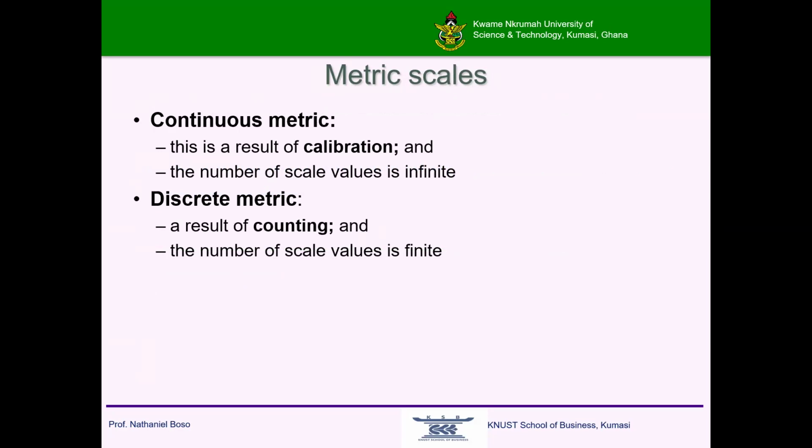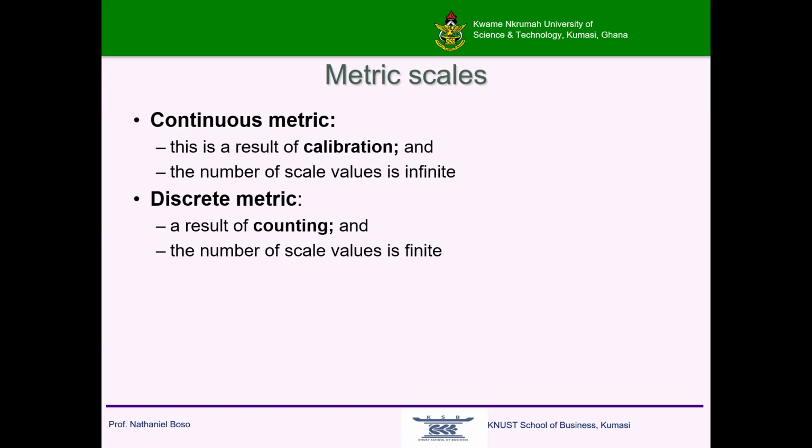And we have what we call the continuous metric and the discrete metric. With a continuous metric, it happens as a result of calibration. So think of instruments like the meter rule or the tape measure or something like the measuring scale. The minutest change in the calibration has a significant meaning. So apart from assigning whole numbers to the variables, between one whole number and the other whole number, there can exist numerous calibrations that make sense.